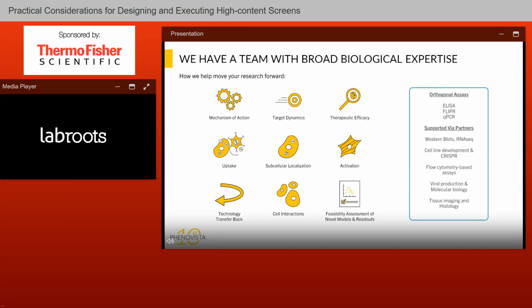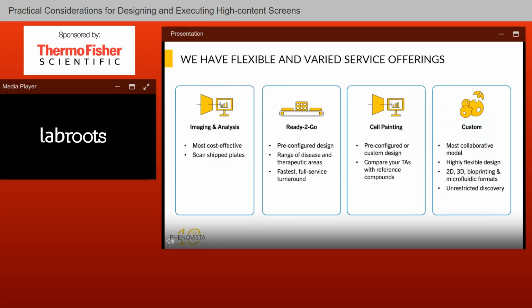I should also mention that while we do focus on high content, we also support other measurements, both internally and through partners of ours, so we can get the right kind of information from these biological models that we've helped to get working in the lab. And finally, the four types of service offerings that we have. If you have images that you need analyzing, we can support that. If you have plates that are fixed and stained and you want them scanned and analyzed, we can handle that.